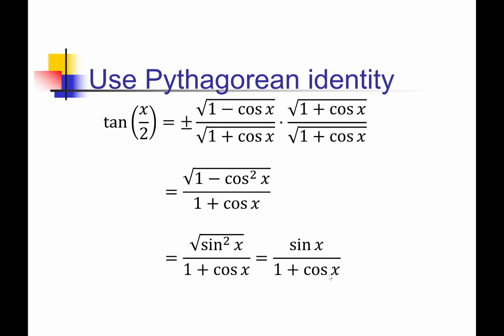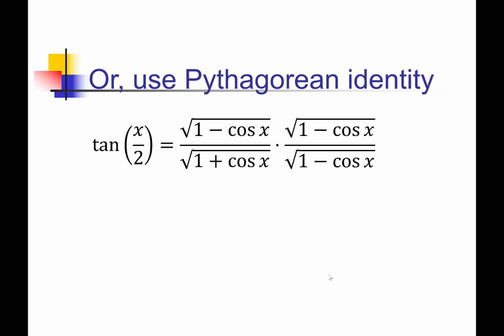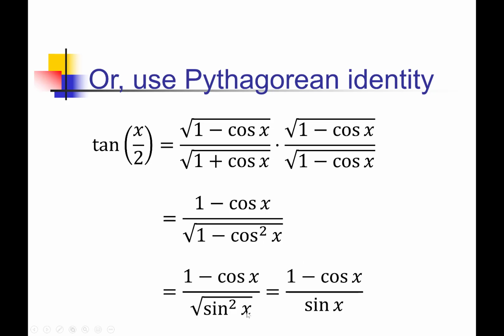However, when we rationalized our denominator, we could have gone a different direction. What if we had instead multiplied by the numerator? We would have the square root of 1 minus cosine x times the square root of 1 minus cosine x. That product gives us 1 minus cosine x. And then the denominator would have the square root of 1 minus cosine squared x. Now the denominator can be simplified to give us sine x, and the numerator is 1 minus cosine x. So that gives us 2 possibilities, actually 3, for tangent of x over 2.